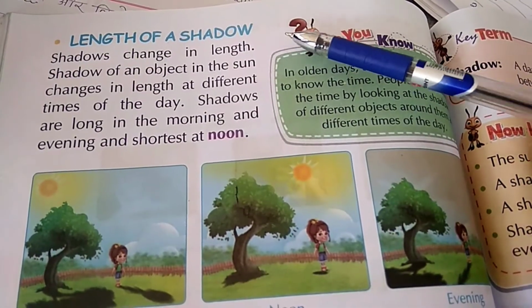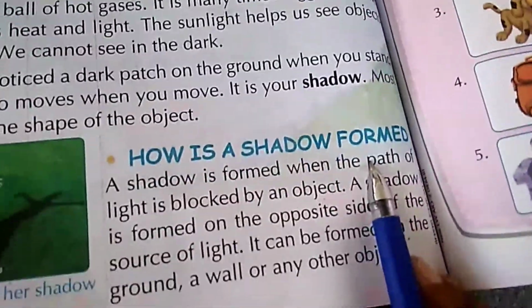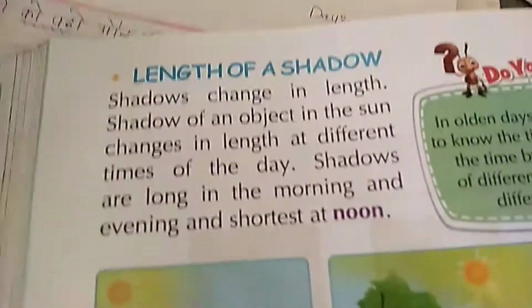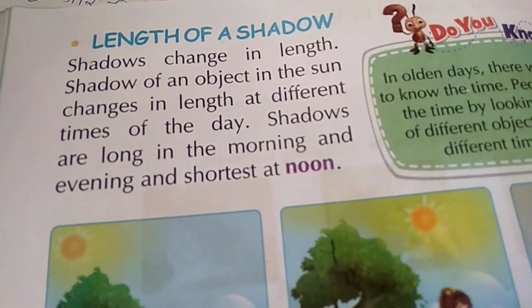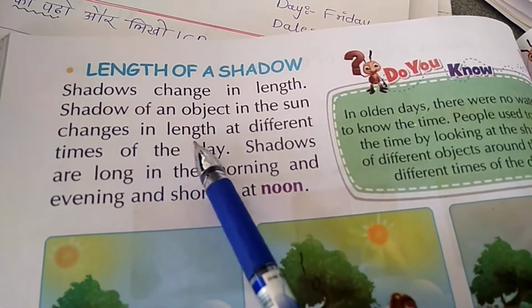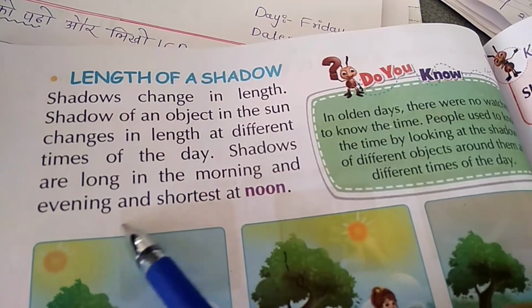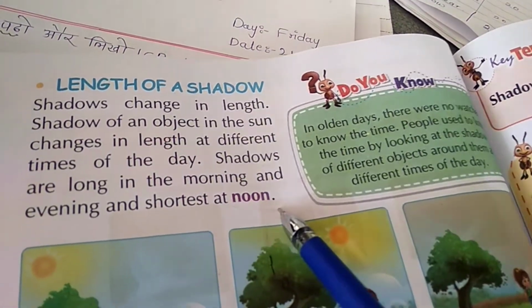Last class we learned how a shadow is formed. In this class we are going to learn length of a shadow. Shadow changes in length. The shadow of an object in the sun changes in length at different times of the day. Shadows are long in the morning and evening and shortest at noon.